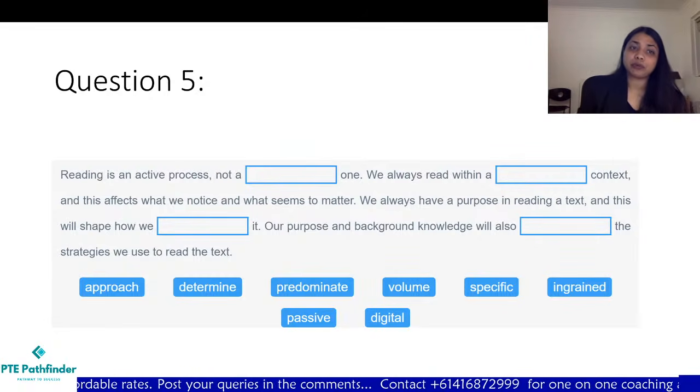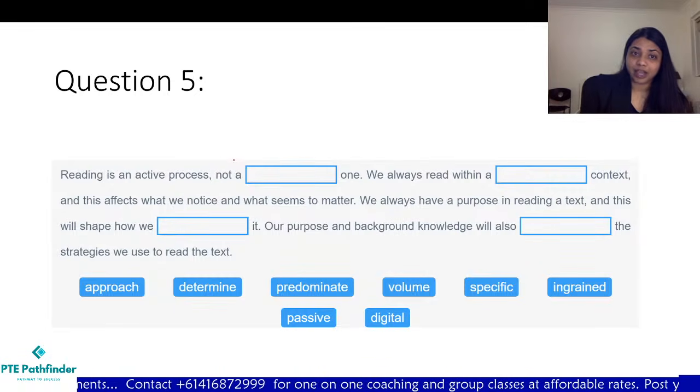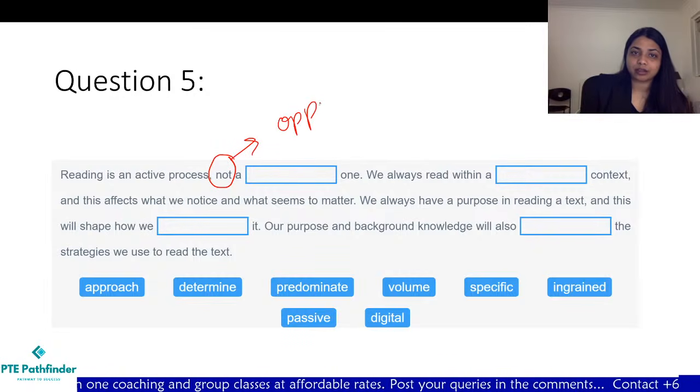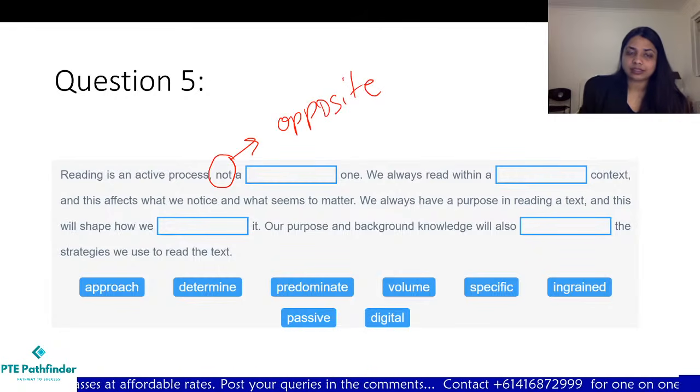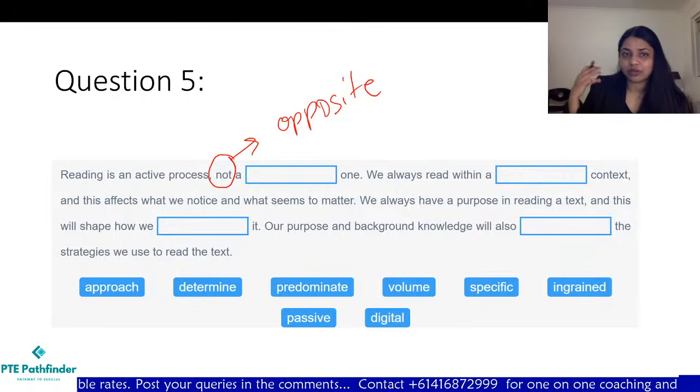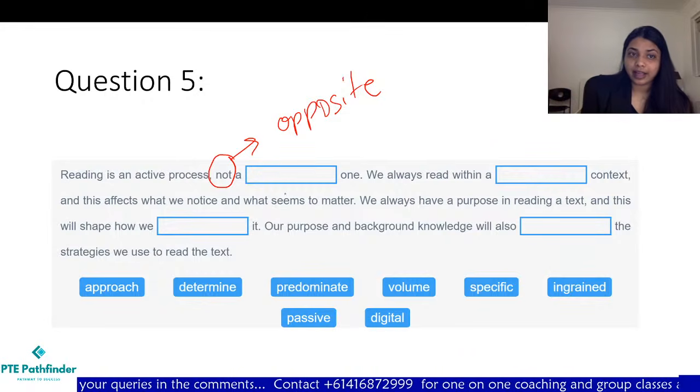So it says reading is an active process, not a dash one. So we have the word here, not, right? Not is trying to talk about something opposite in here. So when you quickly read the sentence, just keep that in your mind, that you're trying to look for something opposite. And what is the opposite of the word active?